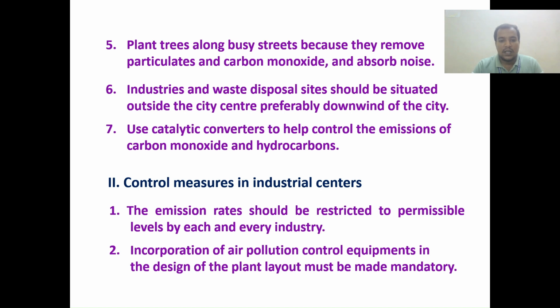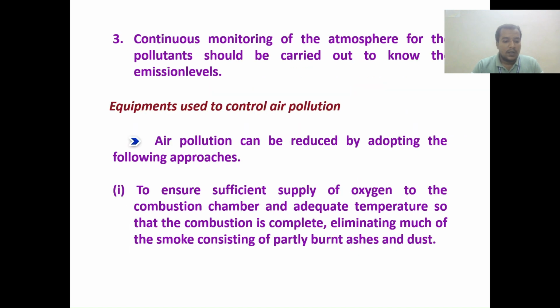And the control measures in the industrial sectors: the emission rates are increased from the industrial sites, so they should be restricted to the permissible levels by each and every industry, like small scale and large scale industries. Incorporation of air pollution control equipment in the design of the plant layout must be made mandatory. And for continuous monitoring of the atmosphere, the pollution control board should watch the emission level and control the pollutants, and equipment should be used in the control of air pollution.